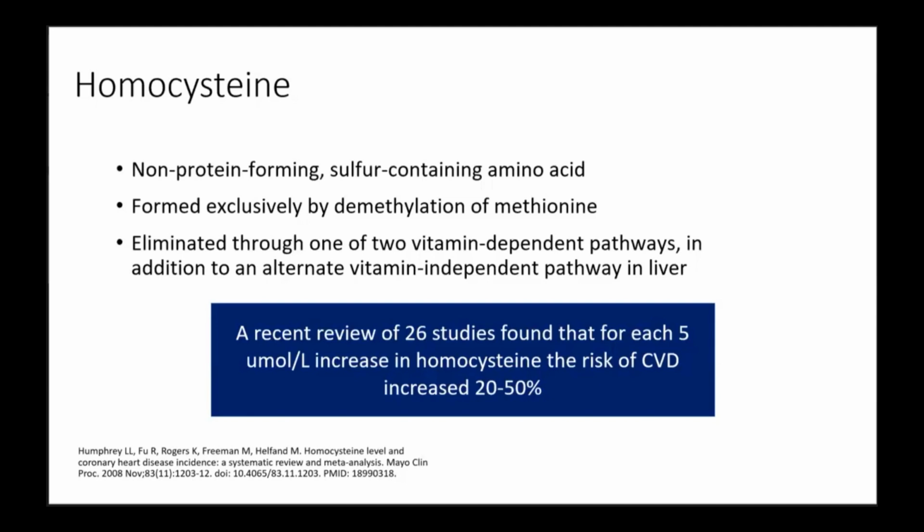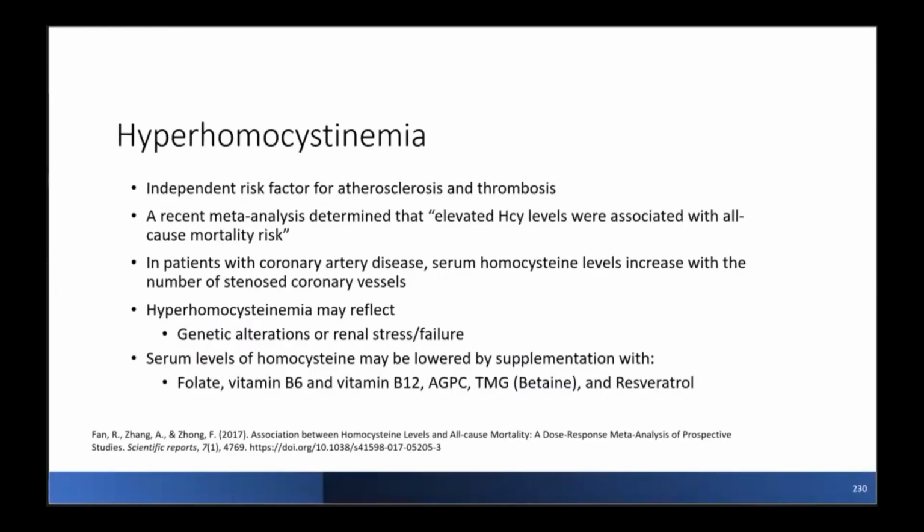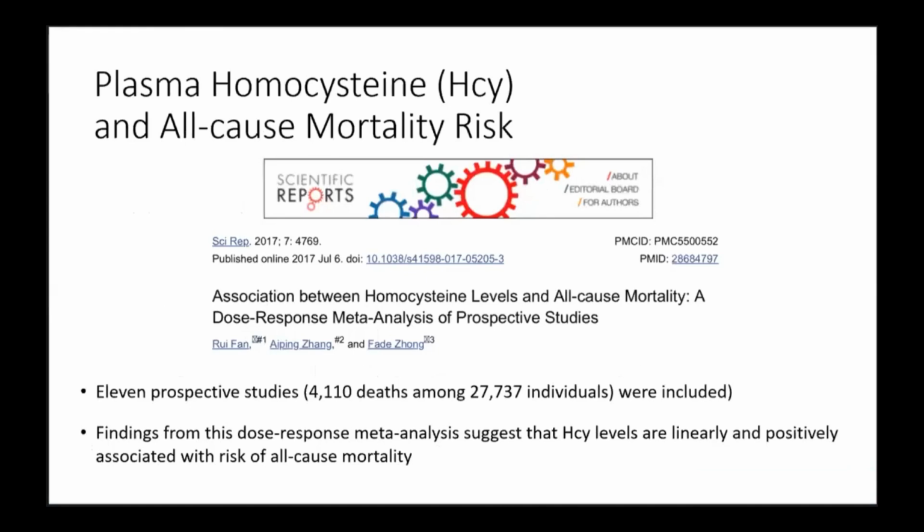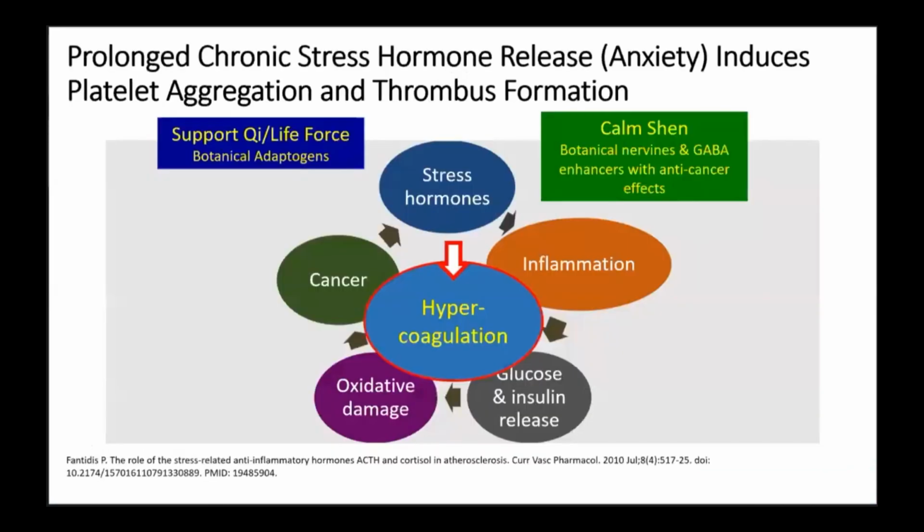Because you can see here, for each 5 micromole per liter increase, the risk of CVD increased 20 to 50%. So big correlation between homocysteine and cardiovascular disease. Genetic alterations, like I said, this can often be problems with methylation. Folate, B6, B12, alpha-glycerylphosphorylcholine, TMG, and resveratrol, all helpful. 11 studies, linearly and positively associated with risk of all-cause mortality.